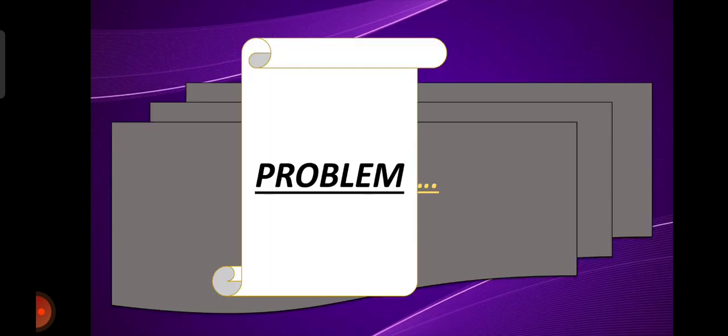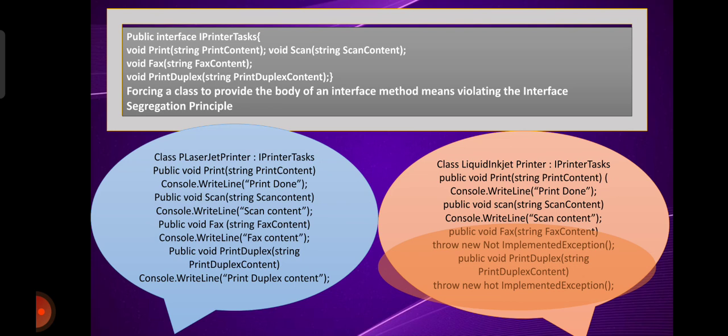Okay, let's see the problem. We take an example, IPrinterTask, as an interface. Here, we imagine that we have one HP LaserJet printer and a liquid inkjet printer. The HP LaserJet printer can print, scan, fax and print duplex. But the liquid inkjet printer is able to do only print and scan. Fax and duplex are not possible here.